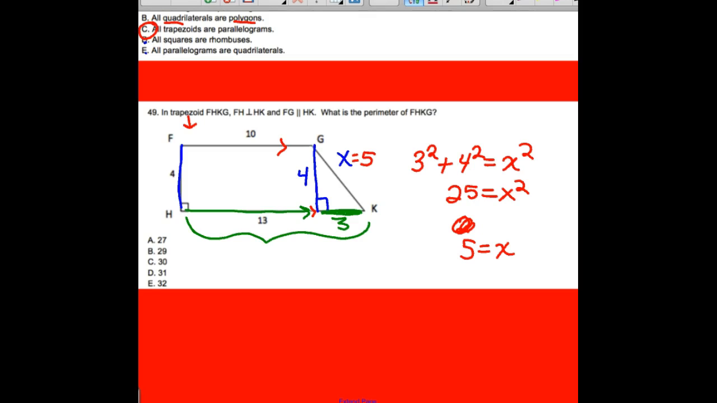Now, it doesn't ask me for the length of the side. It says the perimeter, so I have to do 5 plus 10 plus 4 is 19, plus 13 is 32.